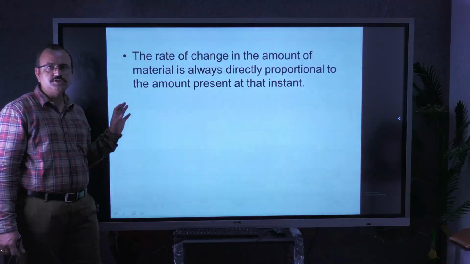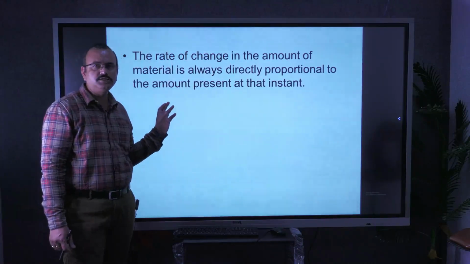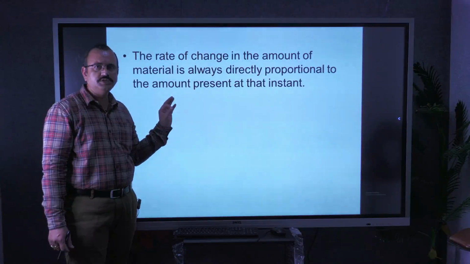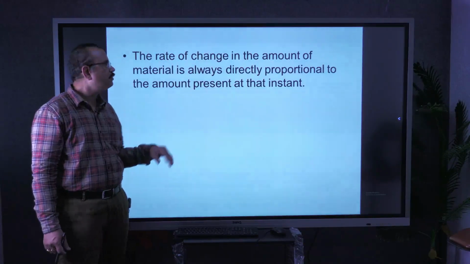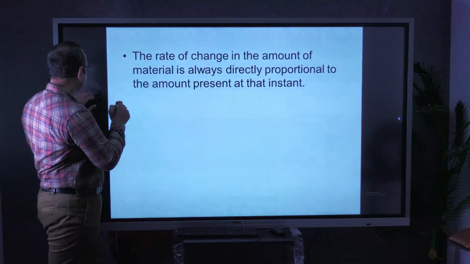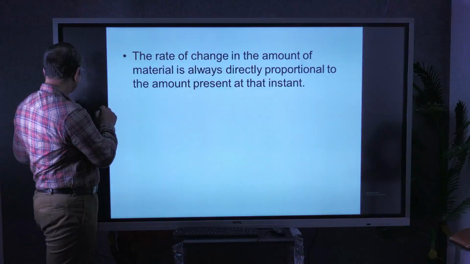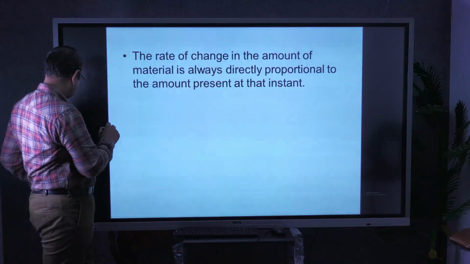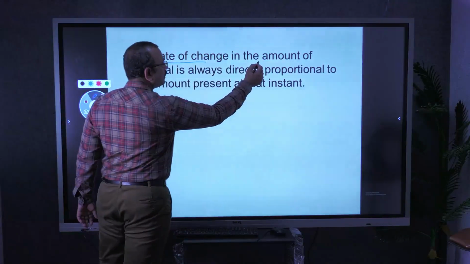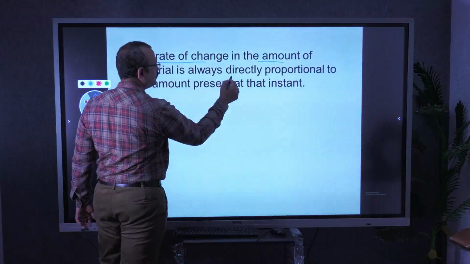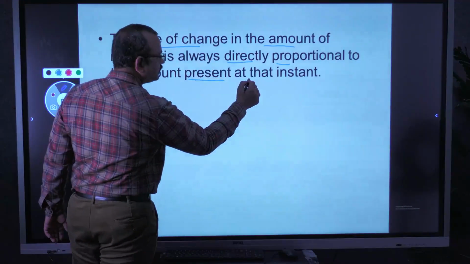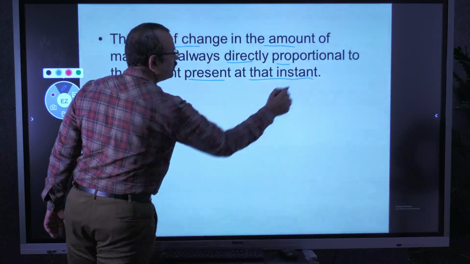The rate of change in the amount of material at any instant of time is directly proportional to the amount present at that instant. So that is the formula. Naturally, the rate of change in the amount of material is always directly proportional to the amount present at that instant. This is the very important point.